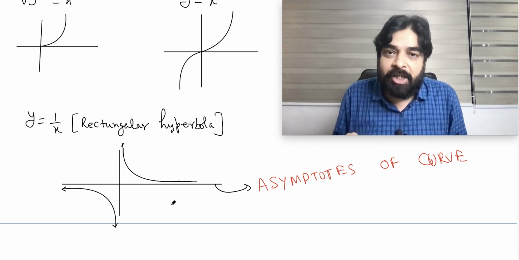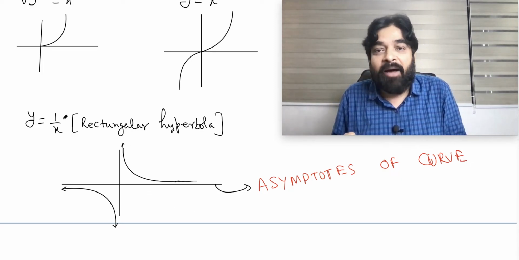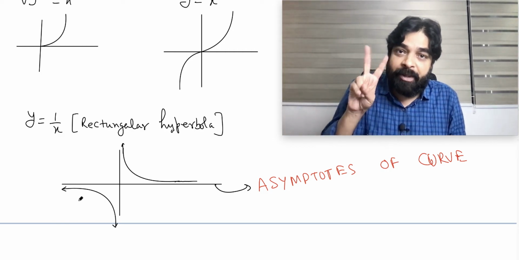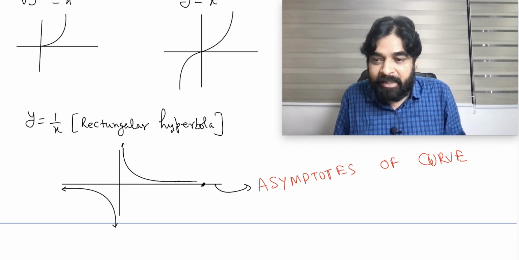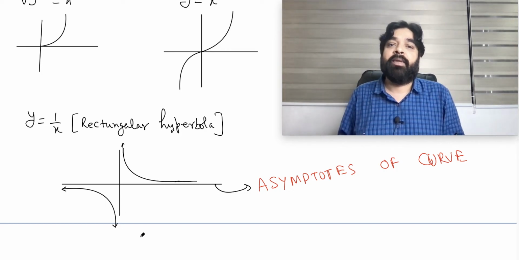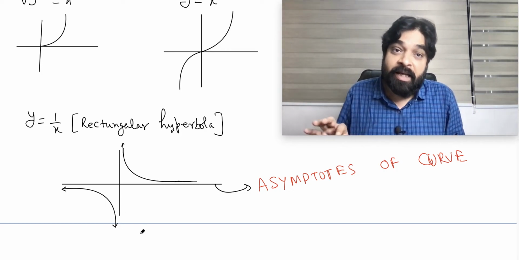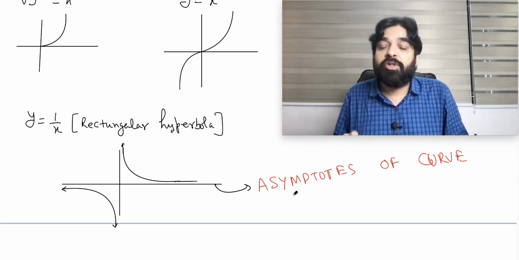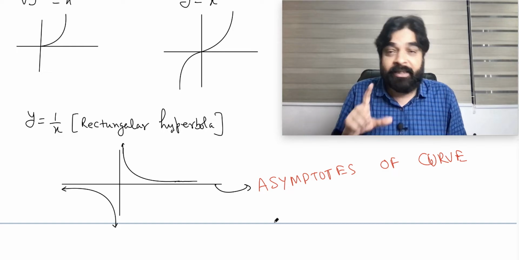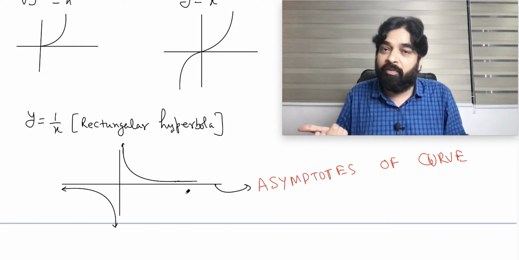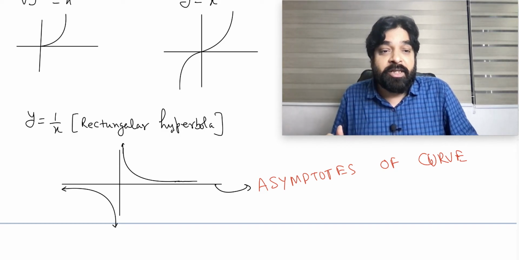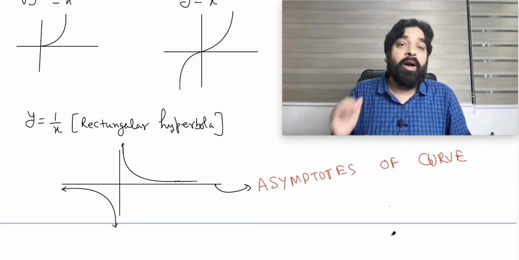If anybody asks you, does the graph y equals 1 by x have asymptotes? Yes, it has two asymptotes: one is the x-axis and the other is the y-axis. Remember, an asymptote is nothing but a line. It can be any line, not only an axis. You will discuss asymptotes in detail in coordinate geometry.